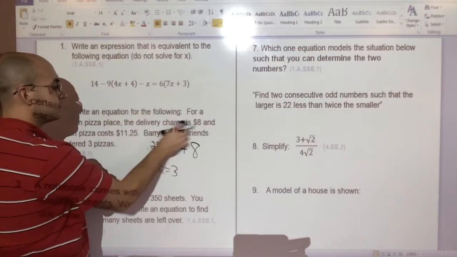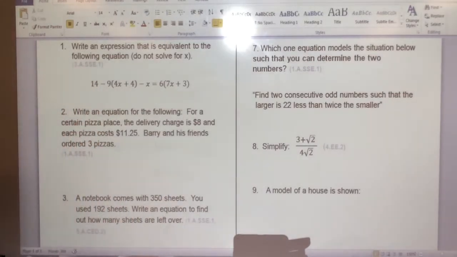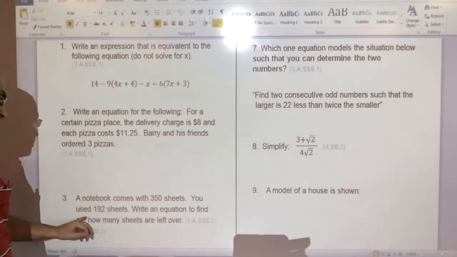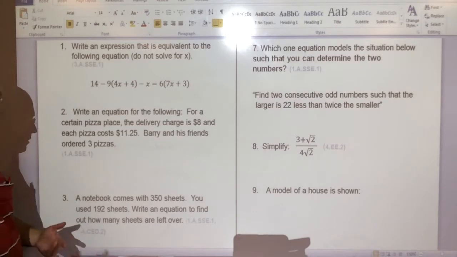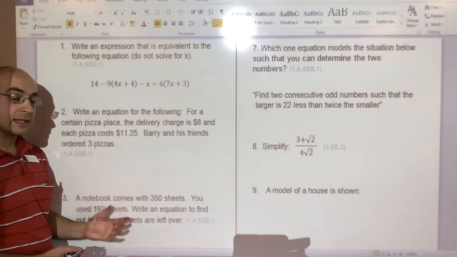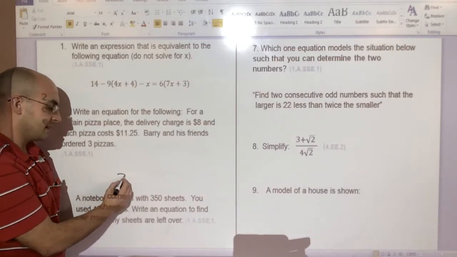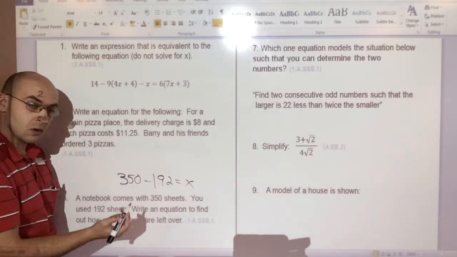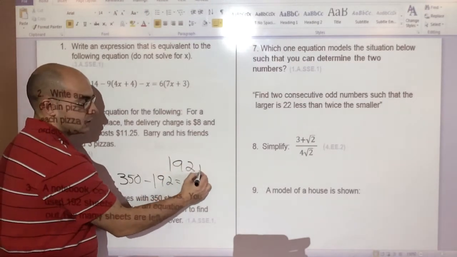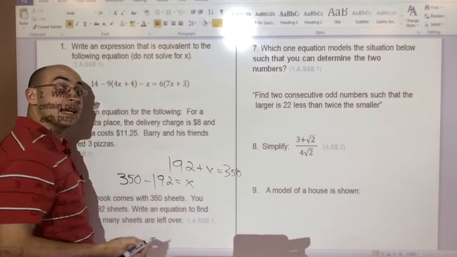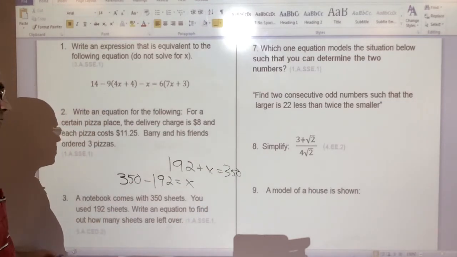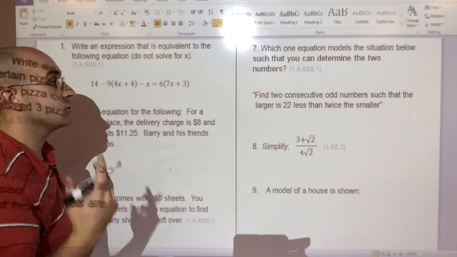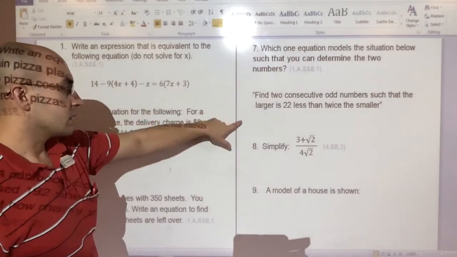All right. Next up, let's see here. A notebook has that amount in it, 350, and you use that much. First, tell me how many are left over, and then write an equation that represents this. I could do something easy like 350 minus 192 equals x. Or I could go the other way around: 192 plus x is 350. As simple as that. I'm looking for something easy. Make sure the numbers work, though. Get the answer first, then plug it in and make sure the equation you create works too. All right, I'm going to skip that one because that's weird.